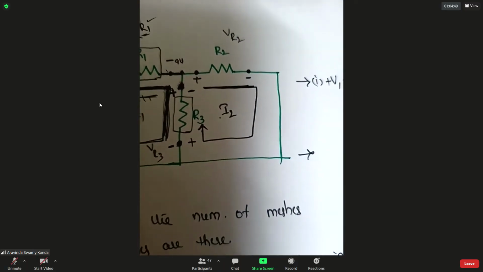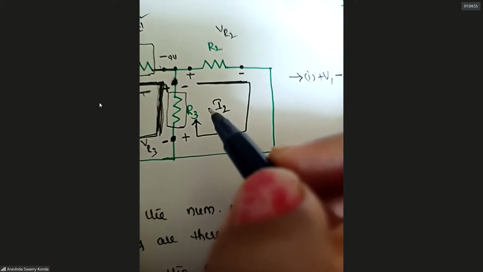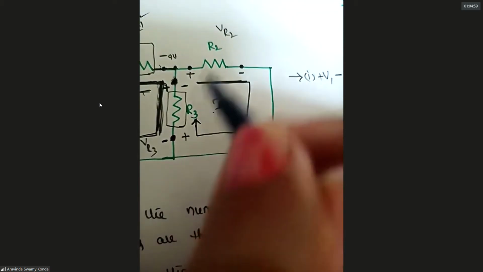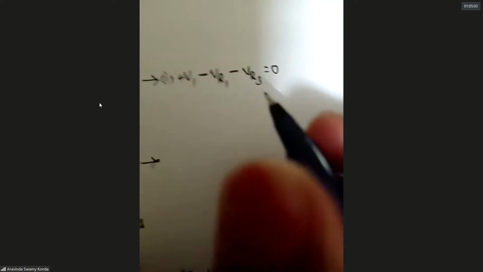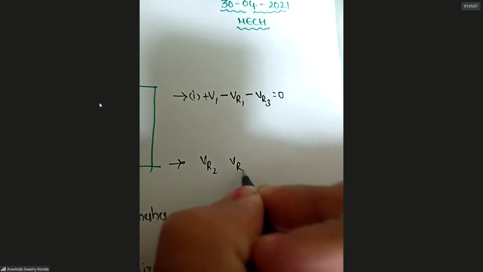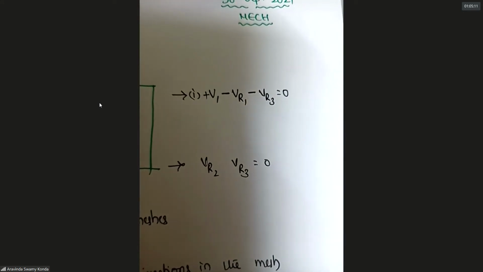Yes, sir. So R2 and R3 have to be taken in the first mesh as well as in the second mesh. So what elements do we have? R2 and R3. What drops do we have? VR2 and VR3 only. VR2, VR3 equal to 0.